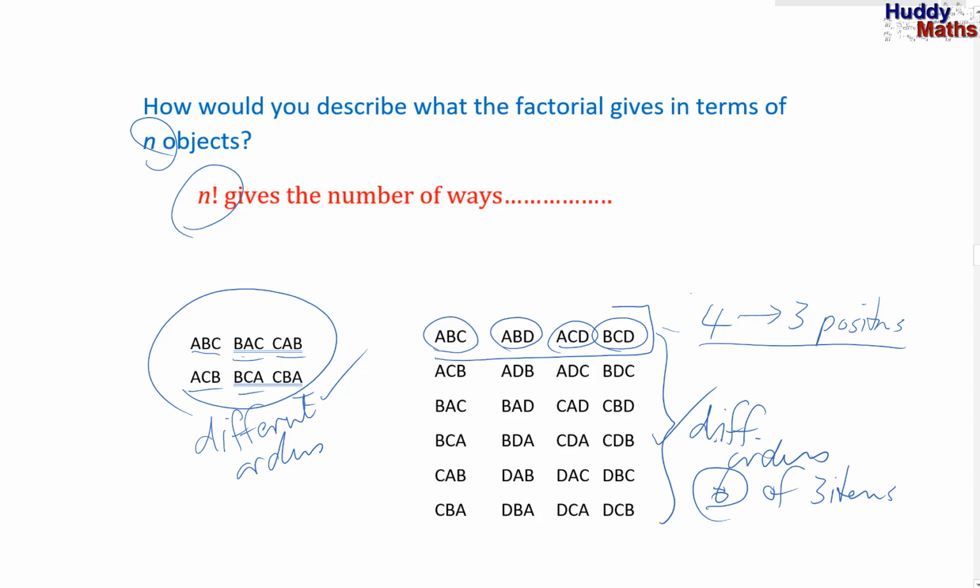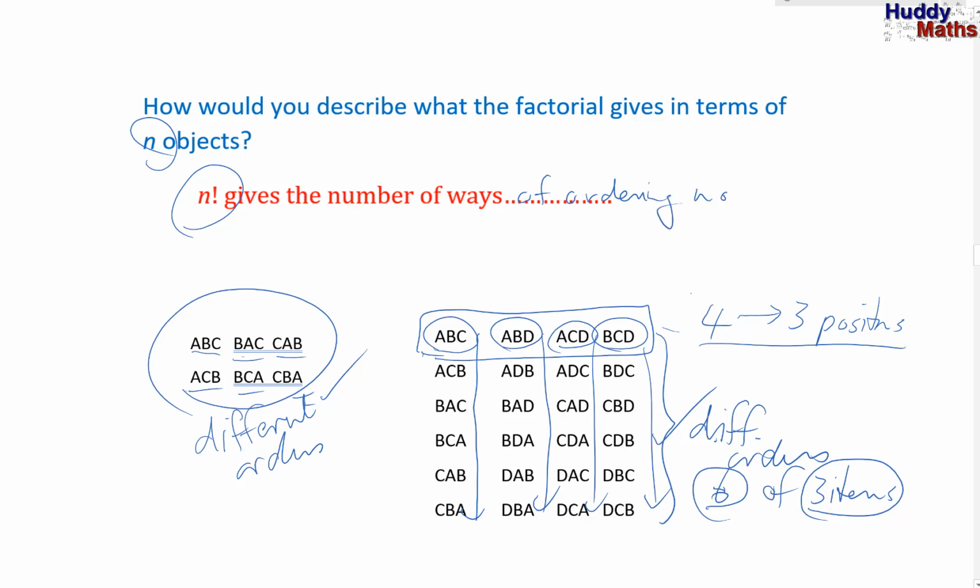These are the ways in which you can select 3 different students for 4 seats, right? 4 students to fill 3 seats, and these are the different selections. But then you've got these different orders you can put them in, okay? So there are 6 different orders for 3 students, so it's 3 factorial. So n factorial gives the number of ways of ordering n objects, putting n objects in an order.